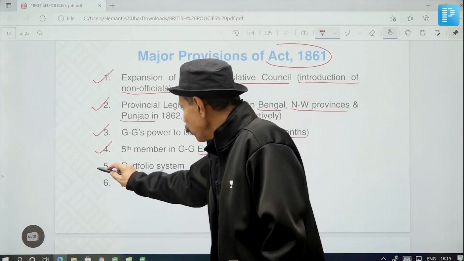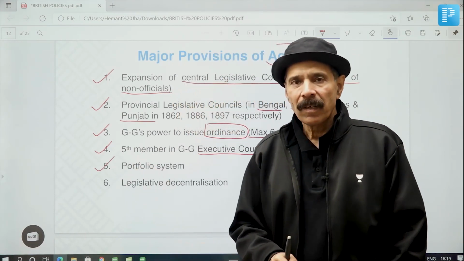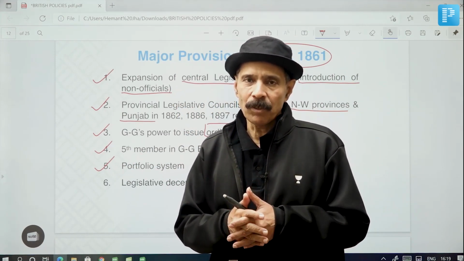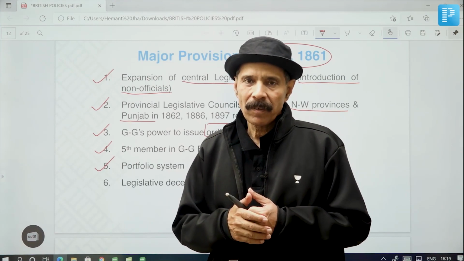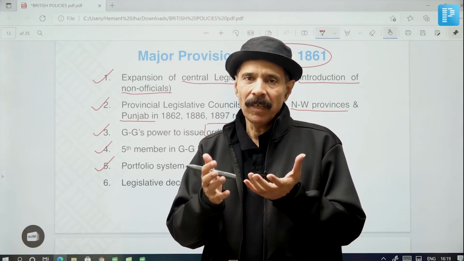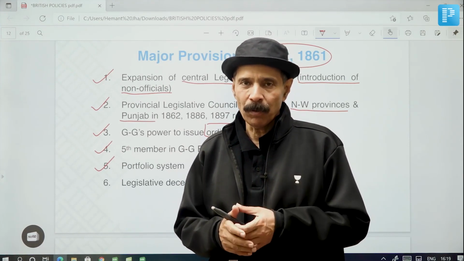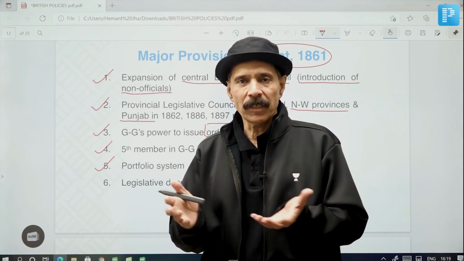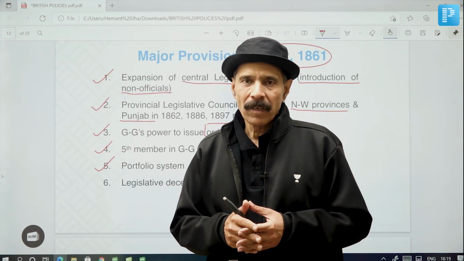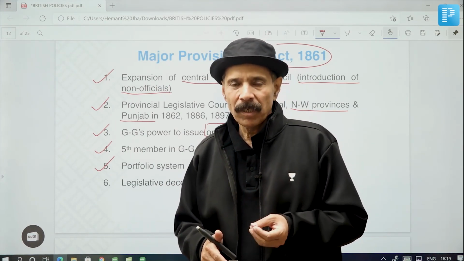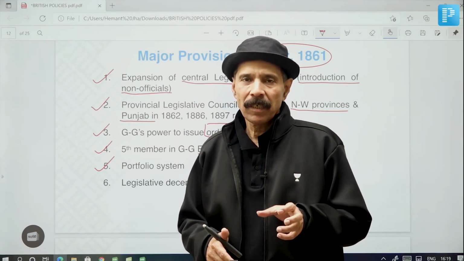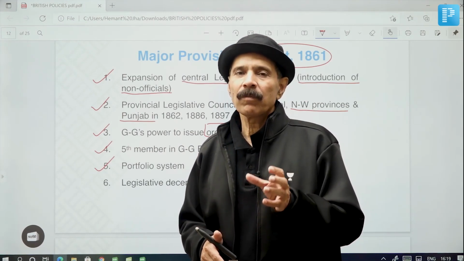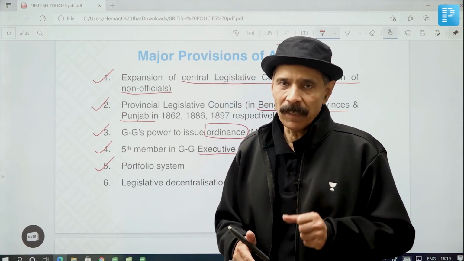Fifth one is portfolio system. And under this, portfolios were allocated among the members of the Executive Council. Like you find the agricultural portfolio, defense portfolio, as you find a portfolio today also with respect to Council of Ministers. So this was a new system under which a specific subject was placed under the jurisdiction of a specific member of the Executive Council of Governor General of India.